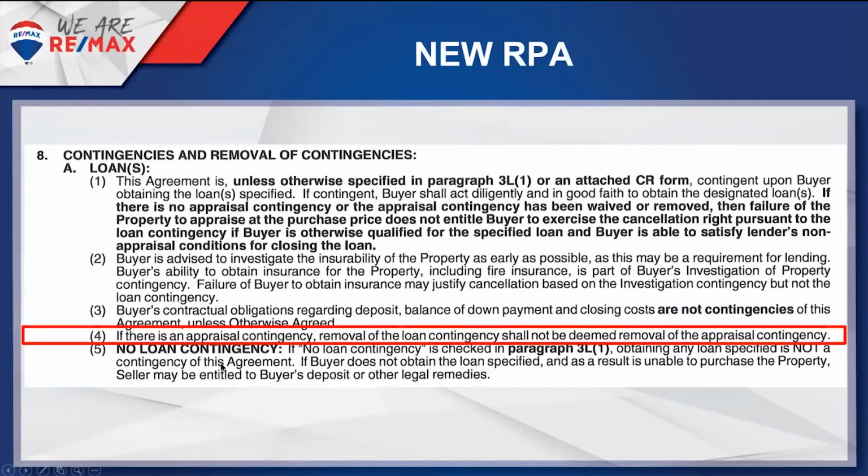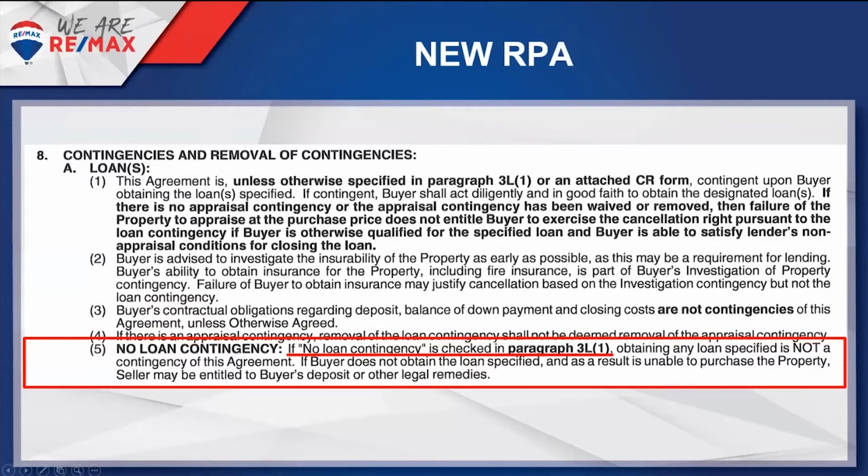Okay. If there is an appraisal contingency, removal of the loan contingency does not remove the appraisal contingency. So the appraisal contingency is separate from the loan contingency. If no loan contingency is checked in 3L, obtaining any loan is not a contingency of this agreement. So the buyer can still want a loan, still specify a loan in paragraph 3L, but getting that loan is not a contingency if they've checked the box in 3L up at the top there.